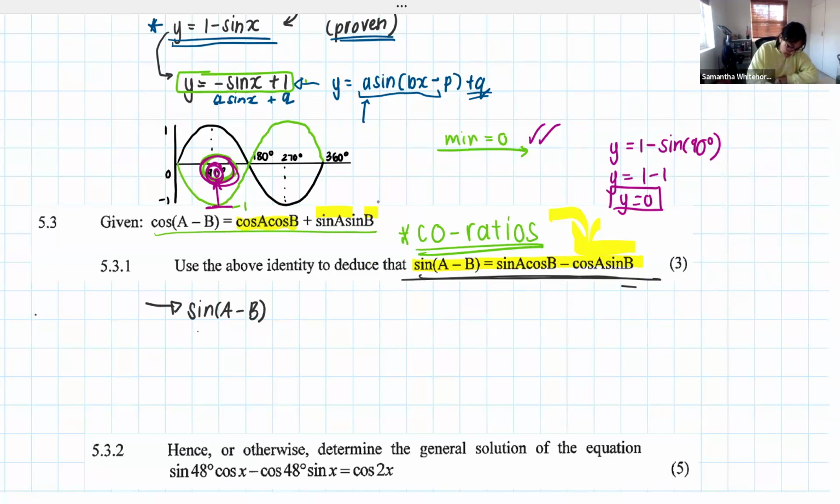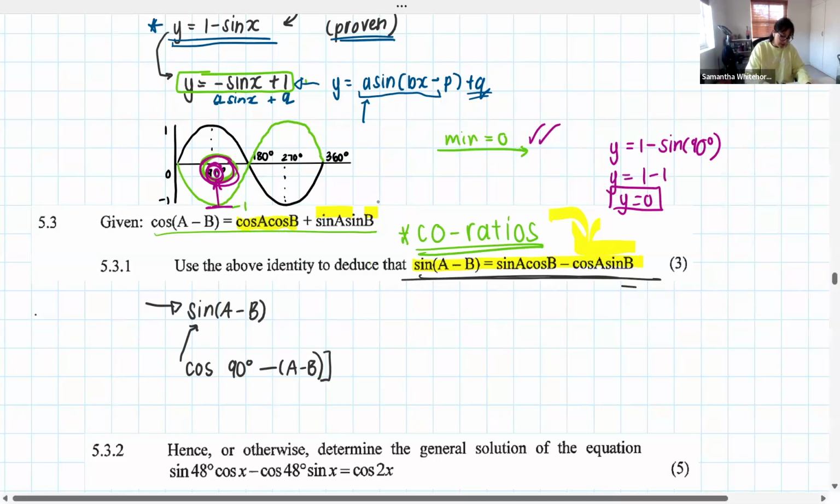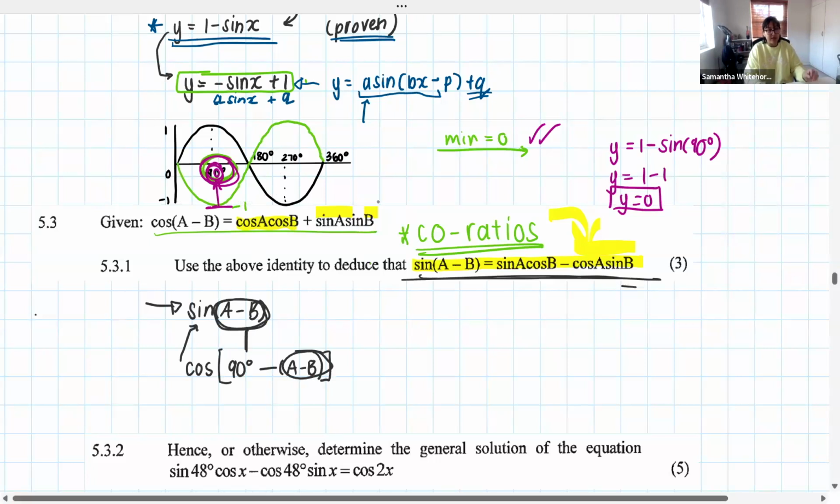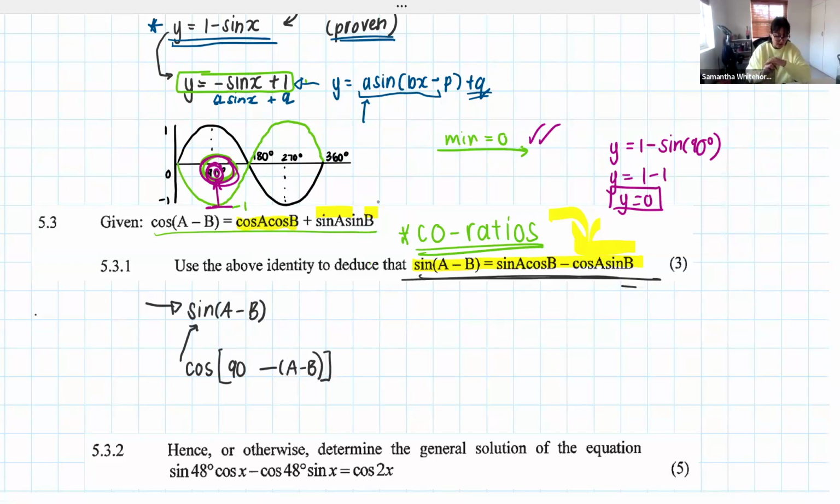Cos of 90 minus that angle A minus B will eventually become that. So think about this again. Cos 90 minus an angle becomes sine of that angle. If I said cos of 90 minus this angle A minus B, I'm going to eventually simplify to sine A minus B. So by applying this co-ratio, I'm actually creating the sine that I want.